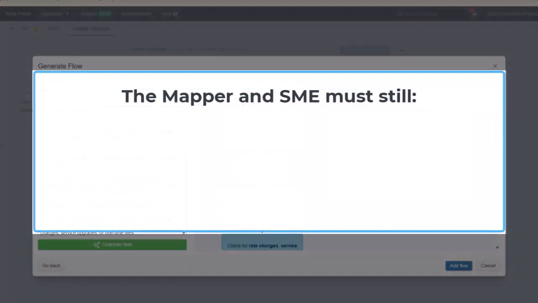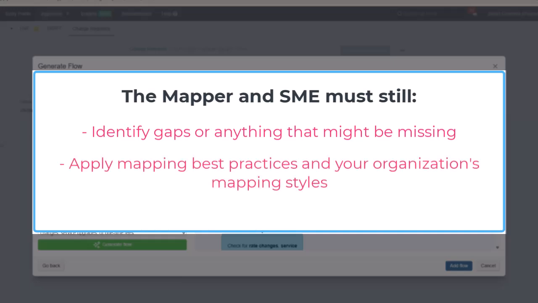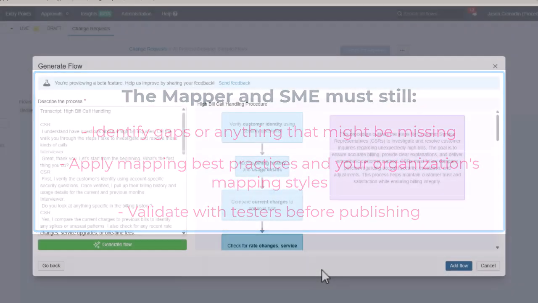The mapper and subject matter expert will still need to identify any gaps that might be missing from the flow, review and apply any mapping best practices or specific mapping styles that your organization may have in place, and review and validate the flows with testers before publishing.